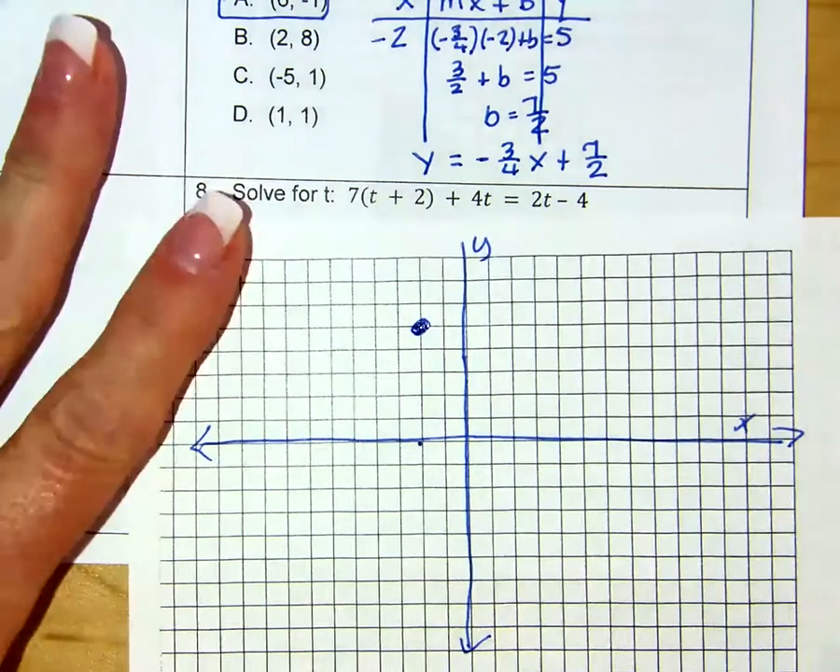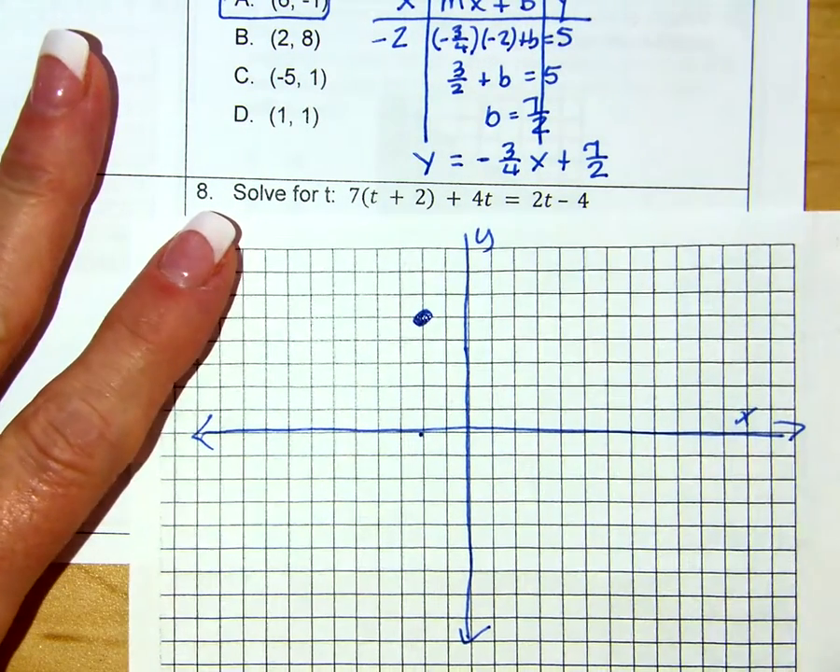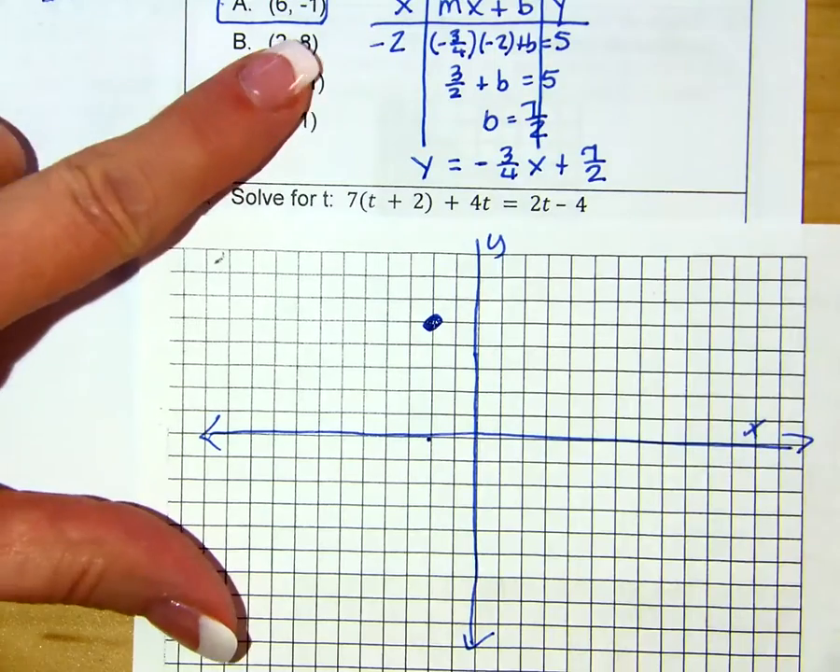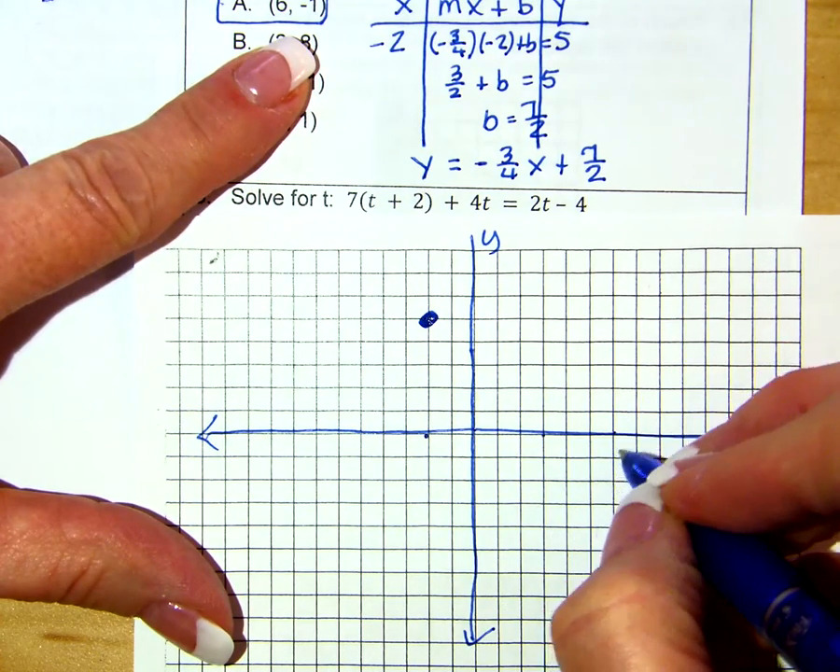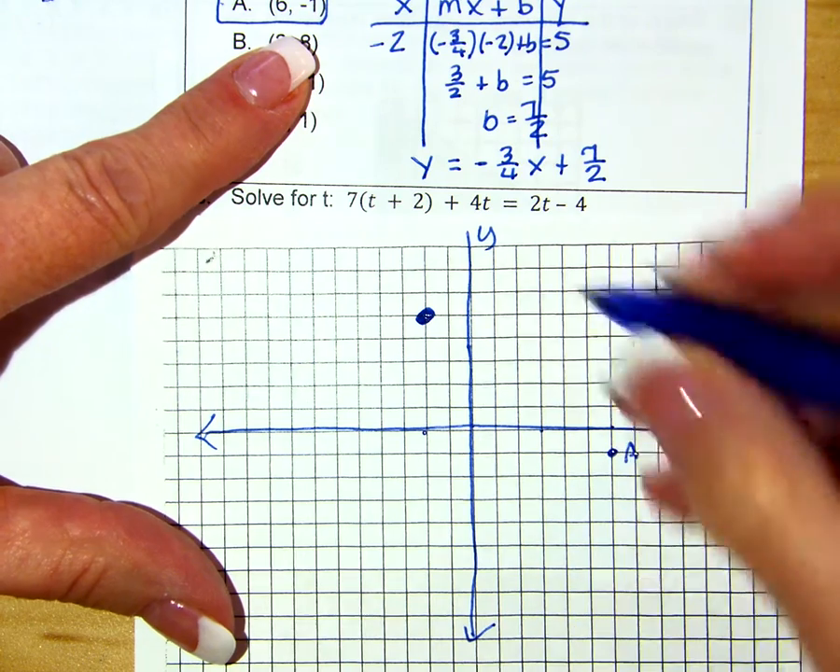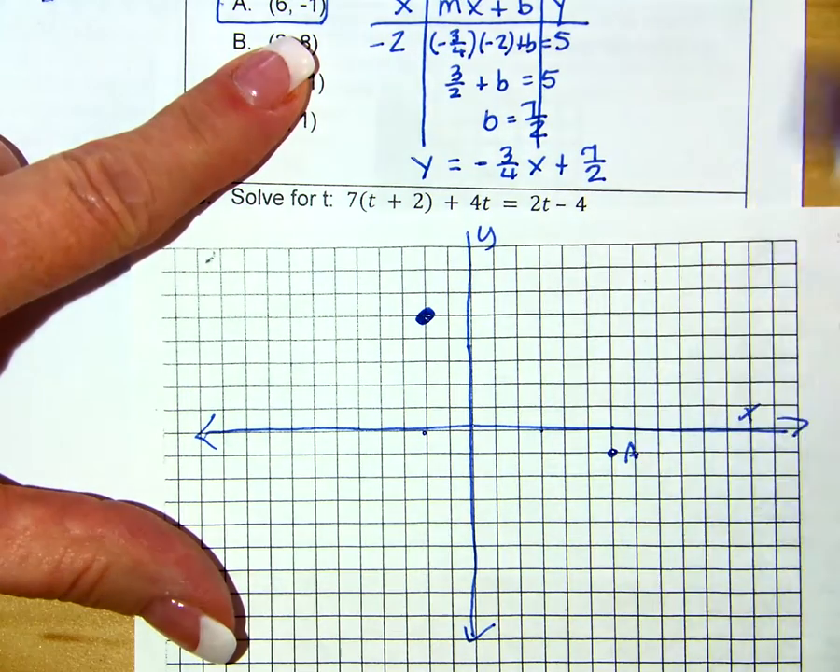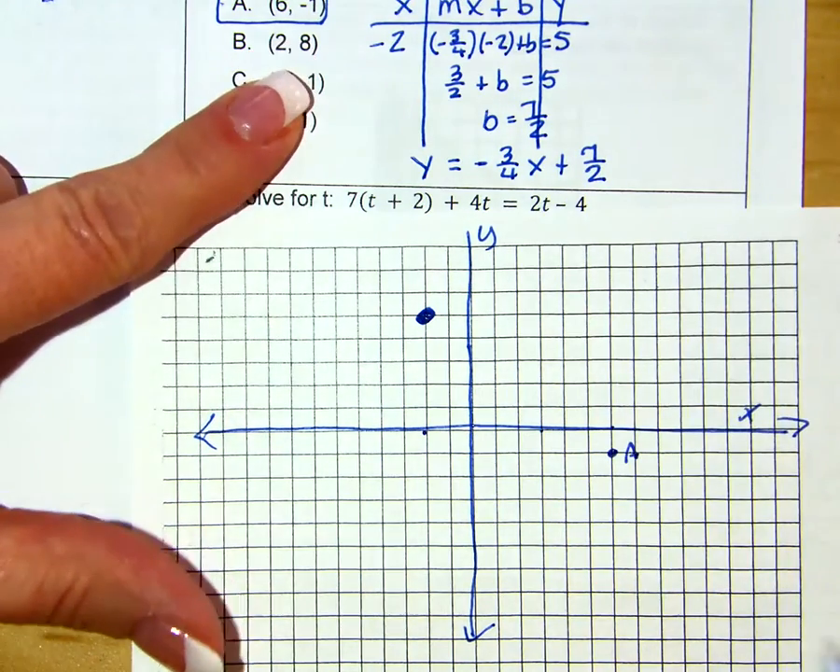And we're looking for another point that will give us negative 3/4 as the slope. So we can just first off graph each of these. Here's point A. If I connected those, that would give me a negative slope, so that's a possibility.